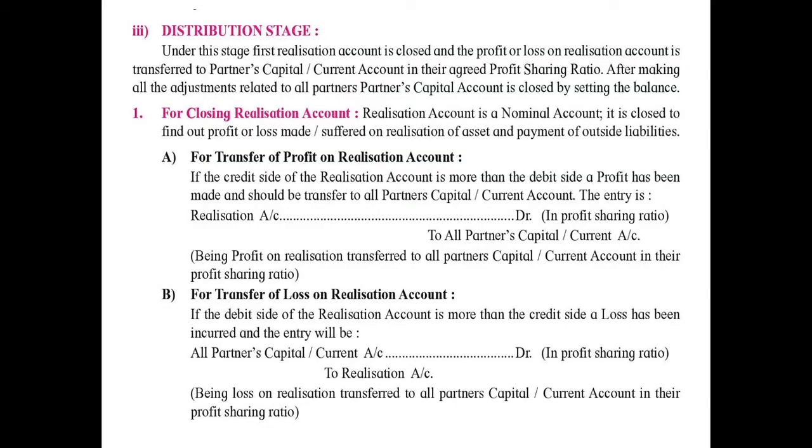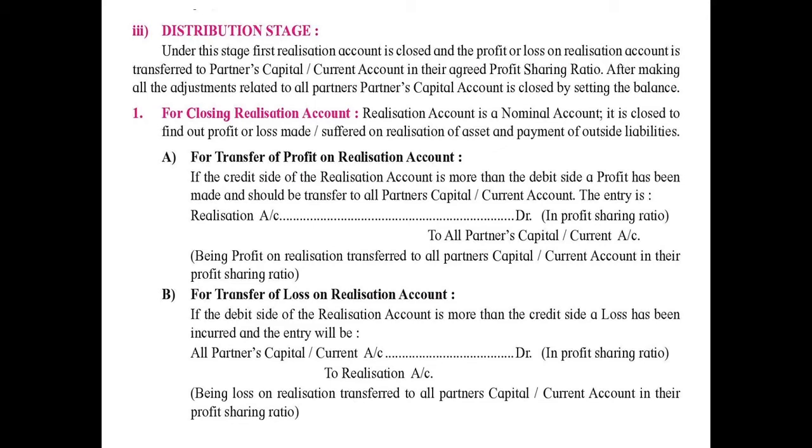Students, today we are going to learn how to close different accounts. First, we will start with the realization account. In the realization account, we have to check which side total is higher. If the credit side total is higher than the debit side, it means there is a realization profit.